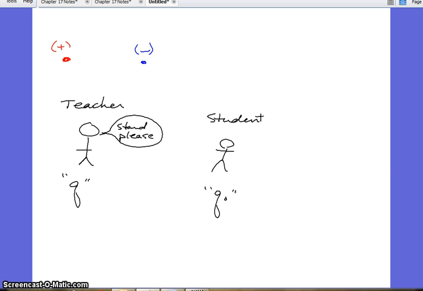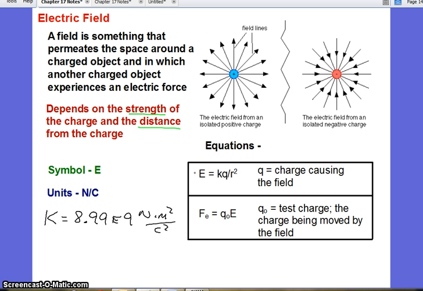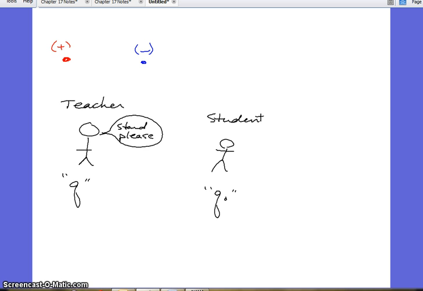Now notice that in this first equation you only need one charge. A field exists if there's just one charge present. So even if the student is not there, and I say please stand, my voice still exists. The signal still exists even though there's nobody there. I can get out a meter and read the decibel level at this spot even if nobody's present.